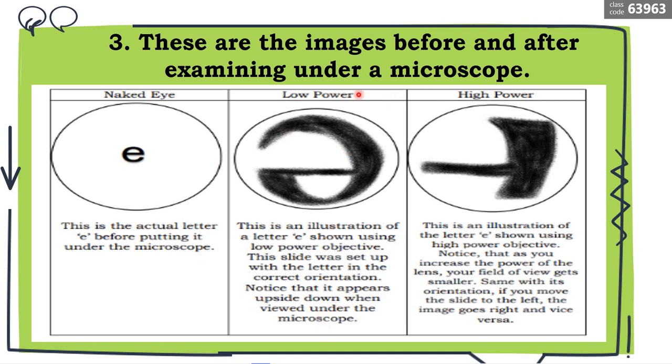And when we use the high power objective, this is the illustration. This is an illustration of letter E shown using high power objective. Notice that as you increase the power of the lens, your field of view gets smaller. Same with its orientation. If you move the slide to the left, the image goes right and vice versa. So can you follow? Remember this.